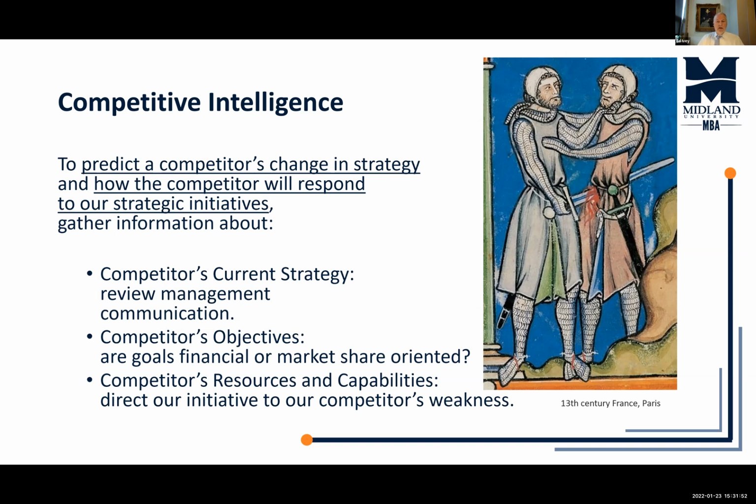Also look at the competitor's resources and capabilities, and what should we do? We should direct our initiative to our competitor's weakness. So when we think of resources, what are resources? Resources are productive assets that are owned by the firm. So they're tangible, intangible, human resources. We've got another video that will talk more about those resources. When we talk about capabilities, what are capabilities?